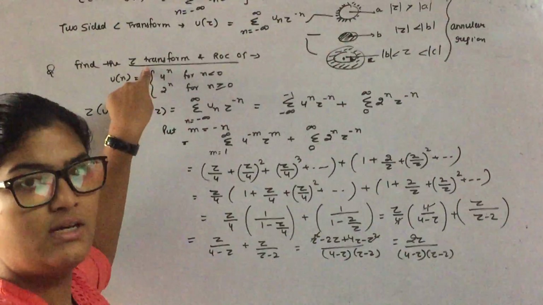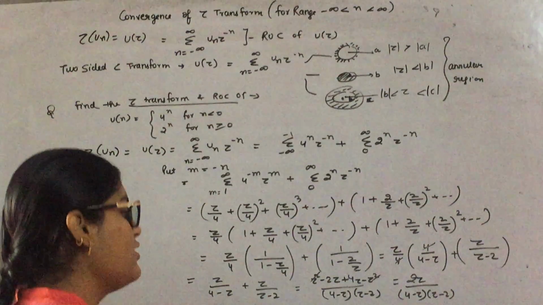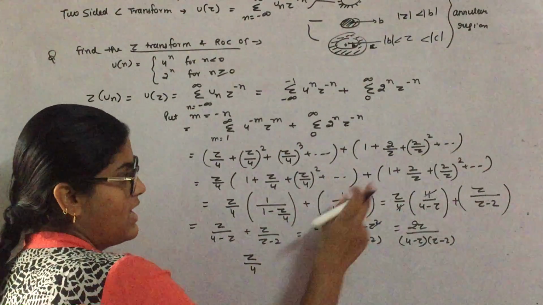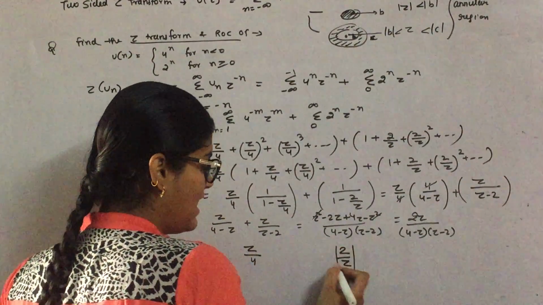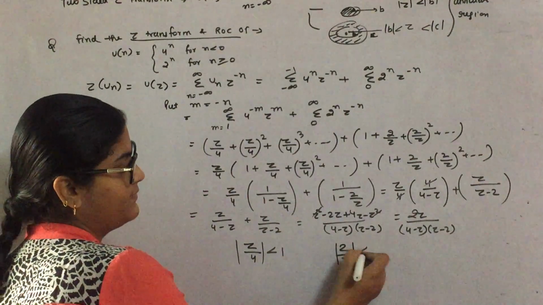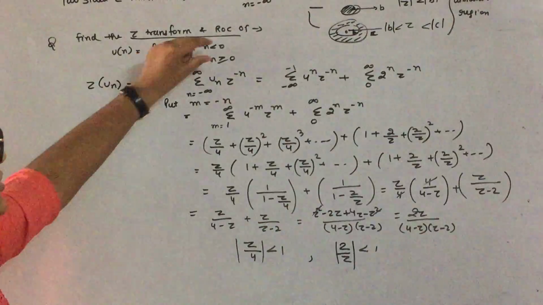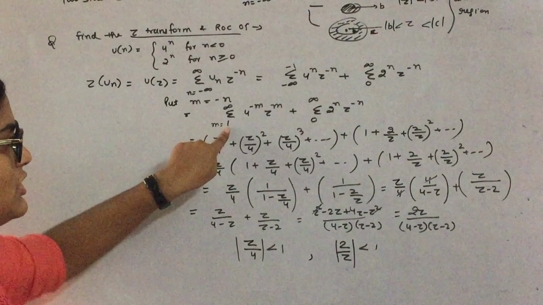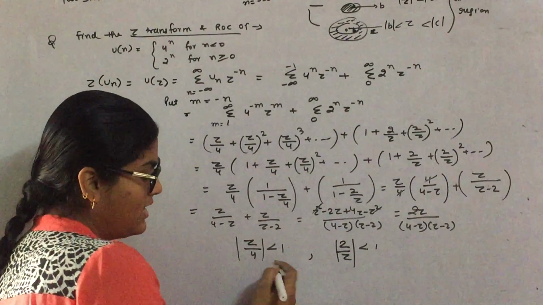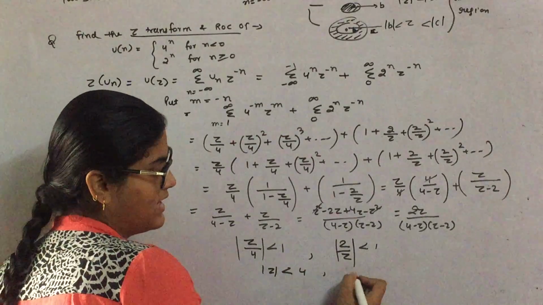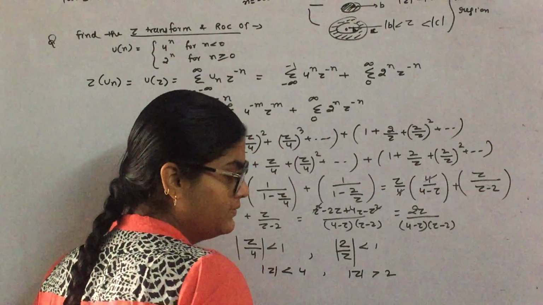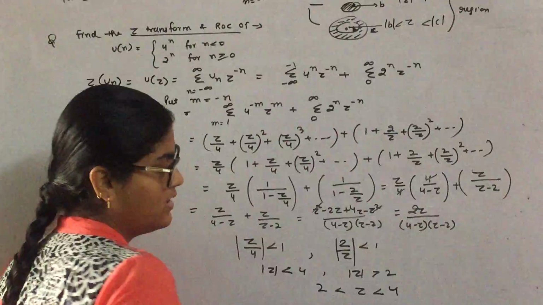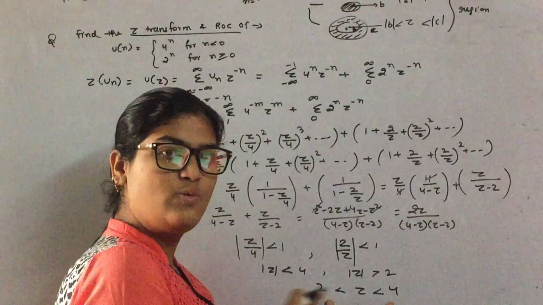Now the question is left with the region of convergence. How can you find it out? Your common ratio is z by 4 for the first series, and 2 by z for the second. You have to take the modulus of each as less than 1, because the initial value is 1. In this way |z| is less than 4, and |z| is greater than 2. So your region of convergence is between 2 and 4.